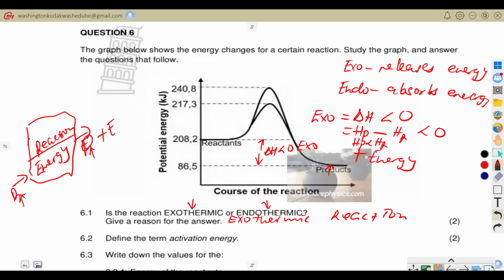So this one was an exothermic reaction. Let's move to the next. Define the term activation energy.